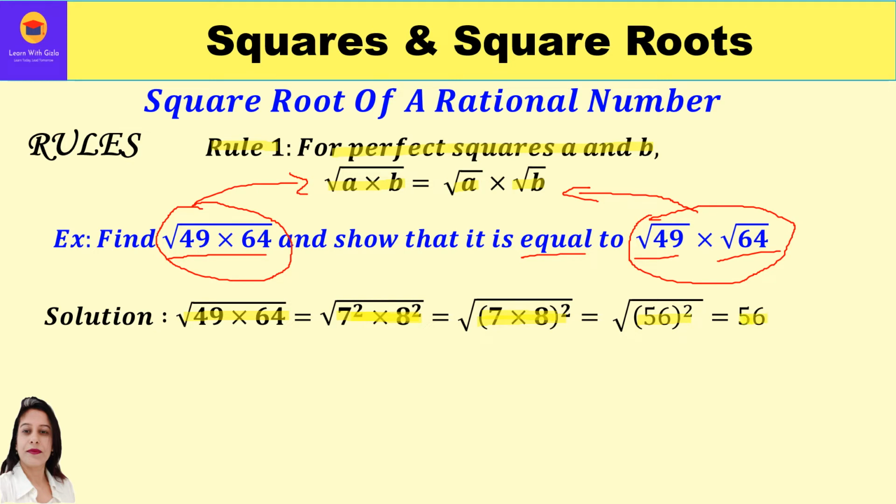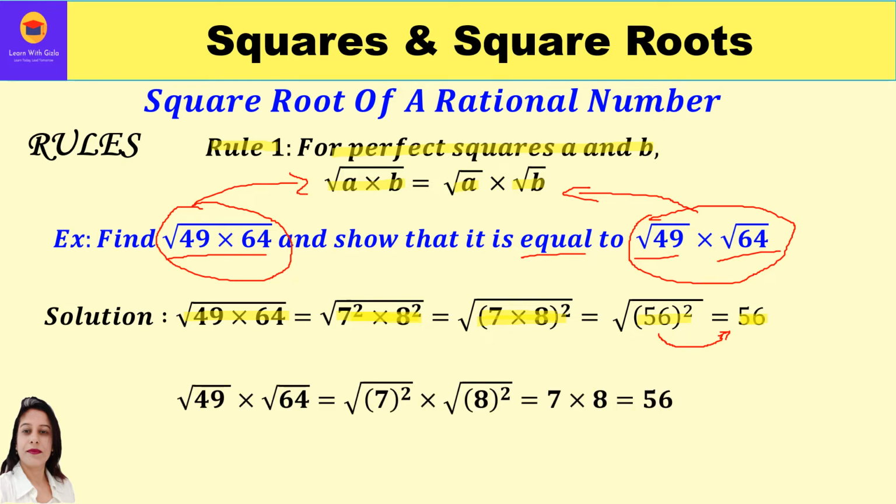Why it is 56? Because if you remember the prime factorization method of finding the square root, over there we used to take one of the factors outside from the square root. So that is what is being done over here. We are using prime factorization method, right? Now after solving the left hand side, let us take up right hand side.